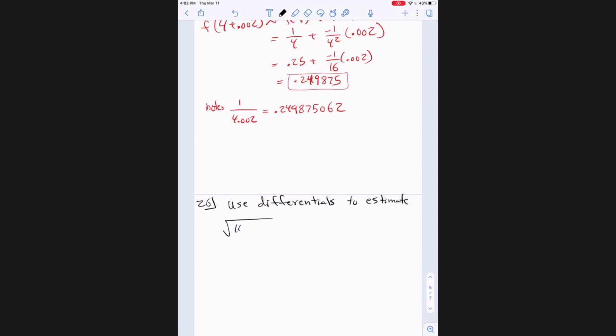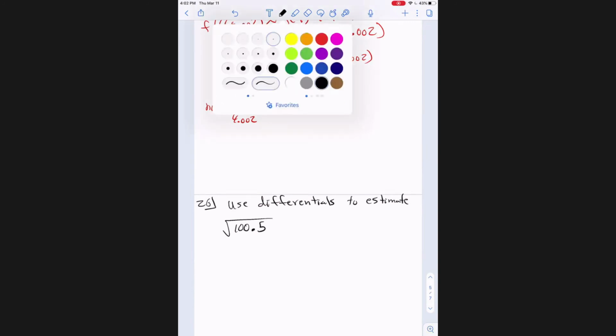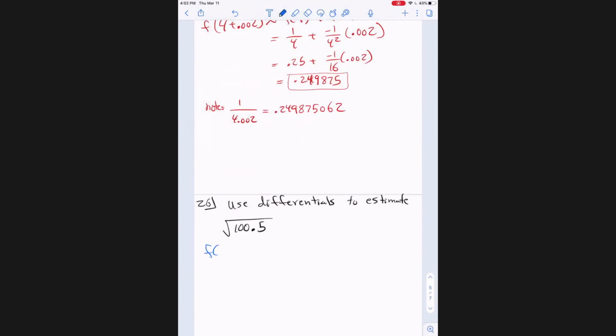The square root of 100.5. So you see how the square root of 100.5 is tough to do without a calculator, but the square root of 100 is easy. It's 10. So let's see here. What should my f of x be here? What function am I using?